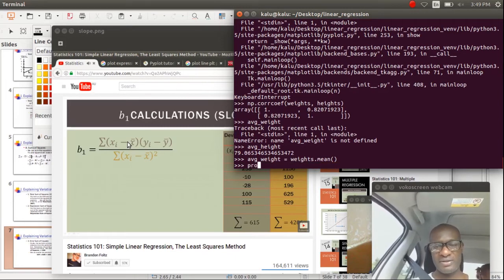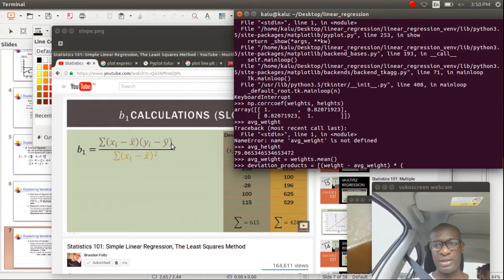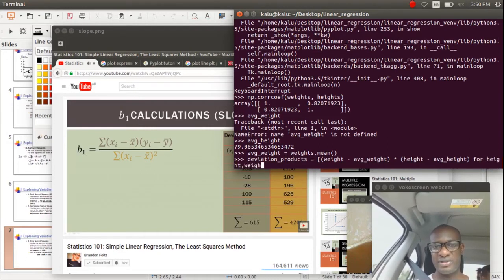So deviation products equals, and we want to get weights minus average weights. Let's go ahead and put this in parentheses to make it look better. Weight minus average weight, and we want to multiply that with height minus average height. And then we want to do that for each height, weight in zip heights, weights.